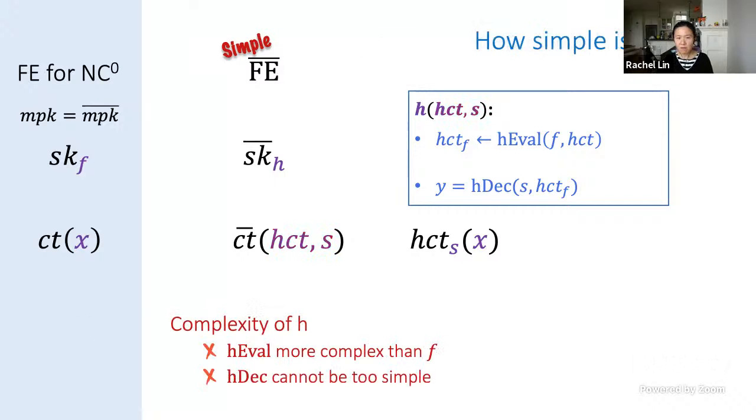Okay, the problem is that we're using a functional encryption scheme to implement a functional encryption scheme, so there better be something to gain. And again, we hoped that this function H that needs to be evaluated should be simple, in particular simpler than function f. However, this is absolutely not the case, because a homomorphic evaluation of function f cannot be simpler than function f itself. And furthermore, the decryption algorithm of any encryption scheme that is semantically secure cannot be too simple, right?